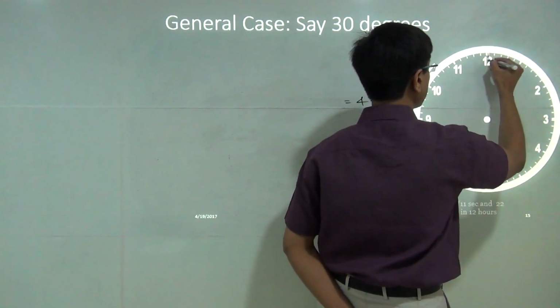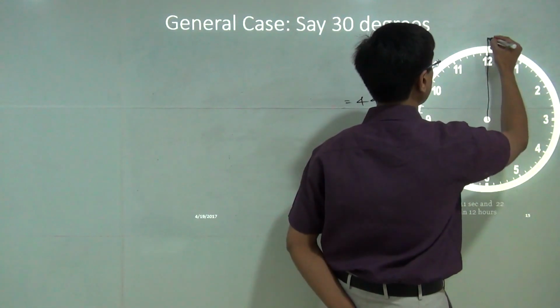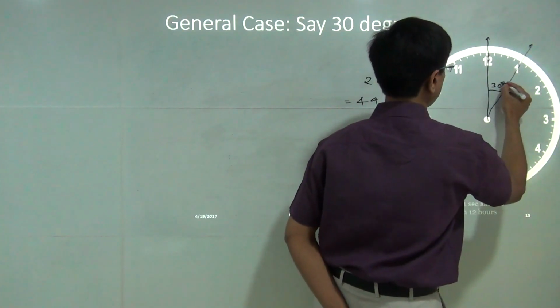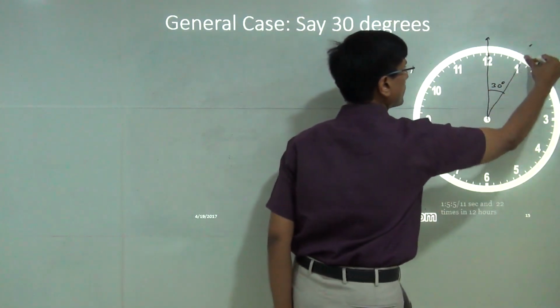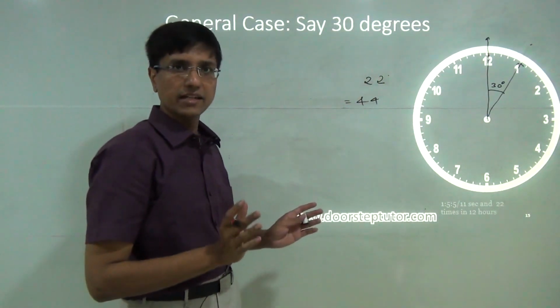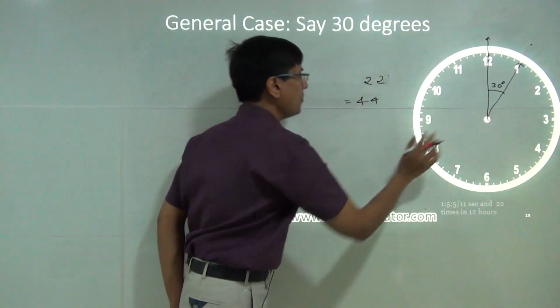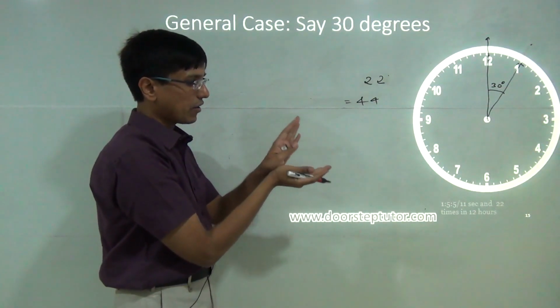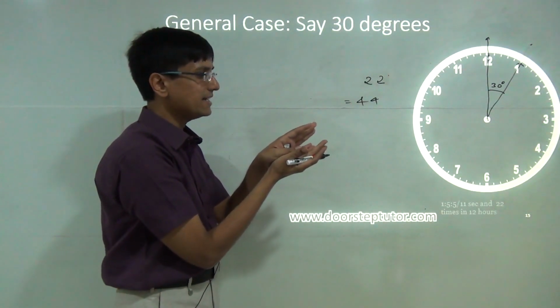So let's take an example of 30 degrees. At 1 o'clock we surely know that the angle between these two hands is 30 degrees. After how much time would this 30 degree configuration between the two hands repeat?